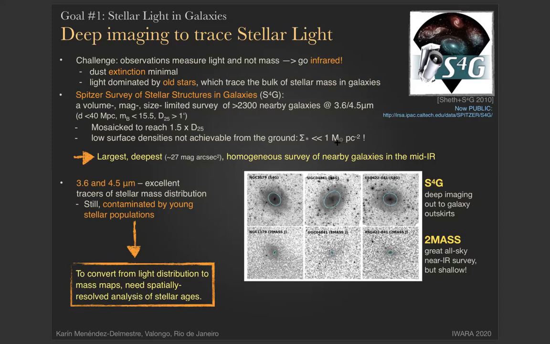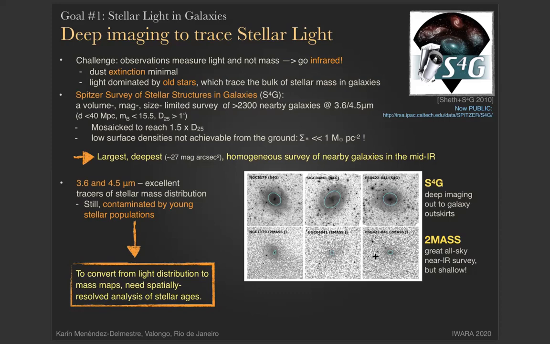So you have more than 2,000 nearby galaxies that are imaged to exquisite depth. Really, this makes S4G the largest, deepest, most homogeneous survey of nearby galaxies in the mid-infrared. And here, just to show you, in the first row of this image you can see the images from S4G for these 3 galaxies.